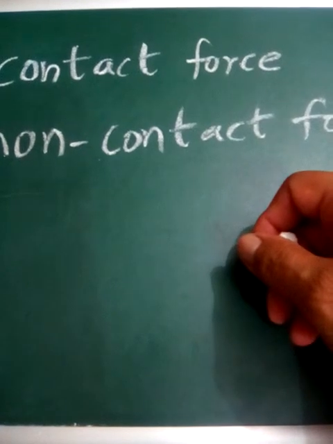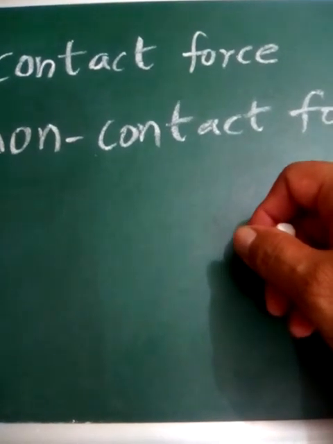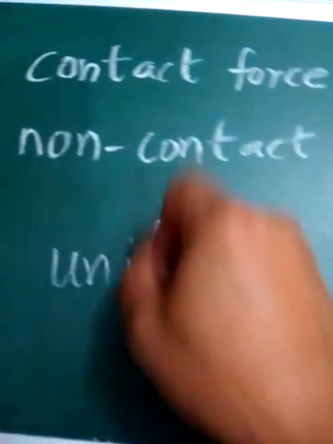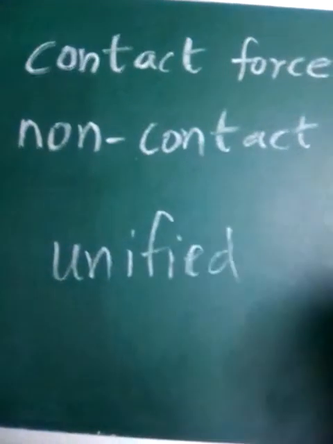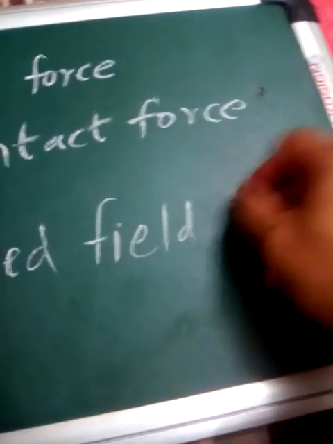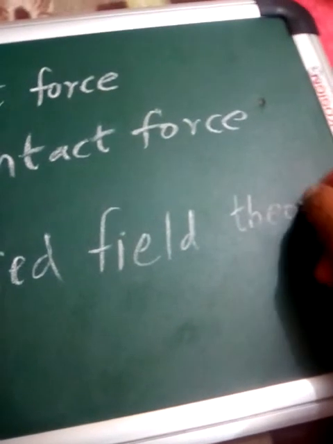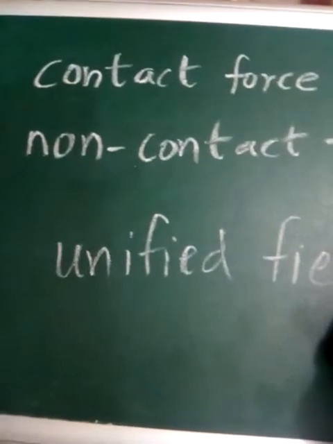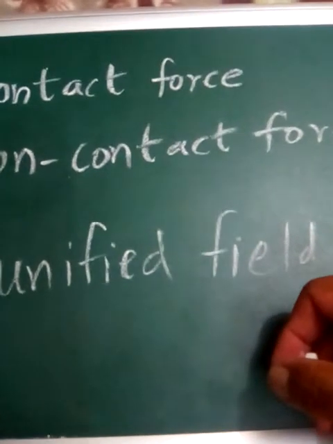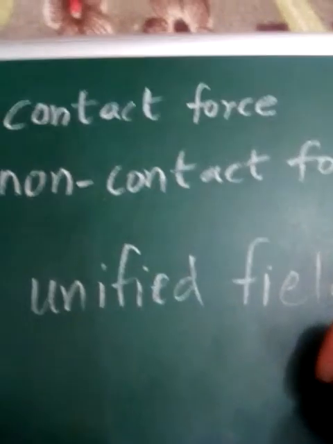Instead of thinking of all these in different ways, there is a theory called unified field theory. And this unified field theory classifies forces into four major types depending upon their strength. We will talk about this in some other video.